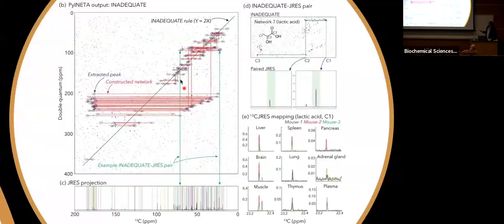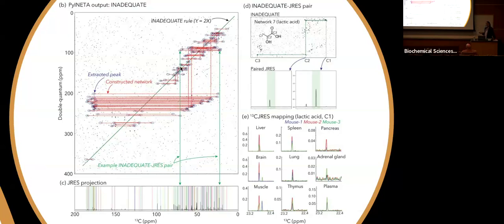This is now the output of PyNeta, we call it, Python-based INADEQUATE network analysis. And so these are all of the peaks in our original spectrum that behave according to INADEQUATE rules, which I'm not going to go into, but they're very simple. And so we make networks. And so we had, I don't know, something like close to 100 different networks from the mouse liver.